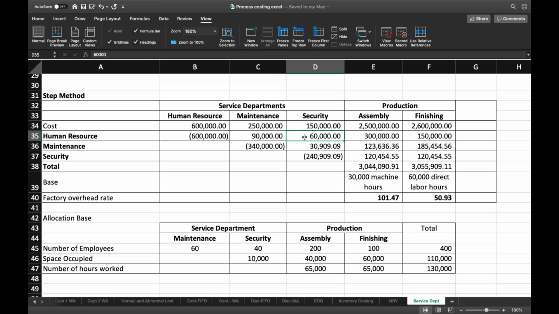For security, that's 40 over 400 times the 600,000, that's 60,000. For assembly, that's 200 divided by 400 times 600,000, that's 300,000. For finishing, 100 employees divided by 400 times 600,000, that's 150,000.